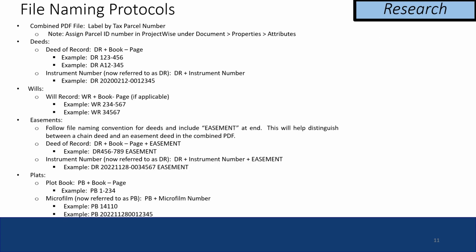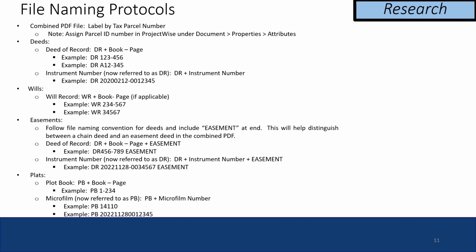For consistency within DelDOT and for all consultants as well, the following research file naming protocol has been established. This format should be used for all recorded documentation that is saved. All documentation for a project parcel will be combined into a single PDF file for upload to ProjectWise. These single PDF files will replace the need for separate parcel folders under the 280 Existing Property Rights folder.